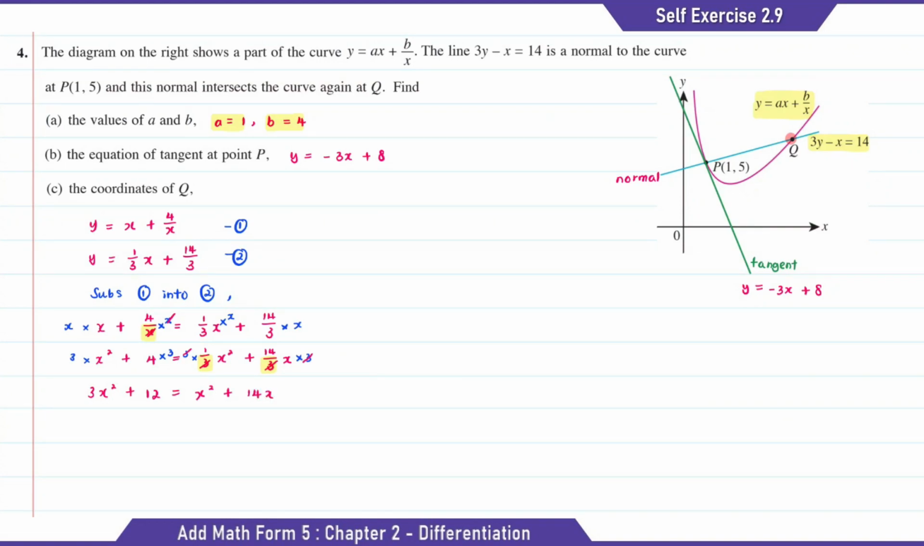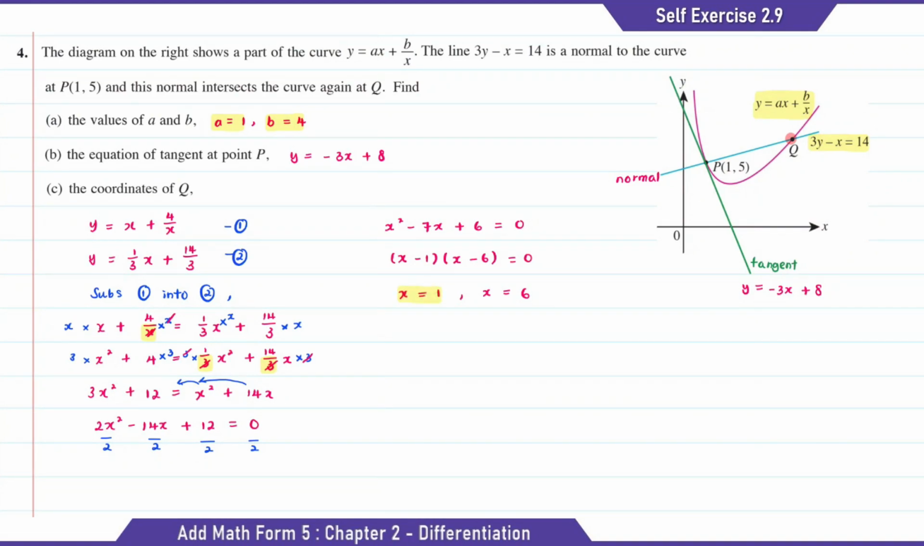So this is a quadratic equation. To solve this, we're going to write it in general form. So 3x squared minus x squared will be 2x squared minus 14x plus 12 equals 0. We can simplify the equation by dividing every term by 2. Then x squared minus 7x plus 6 equals 0. Using factorization, (x minus 1)(x minus 6) equals 0. Then x equals 1 and x equals 6.